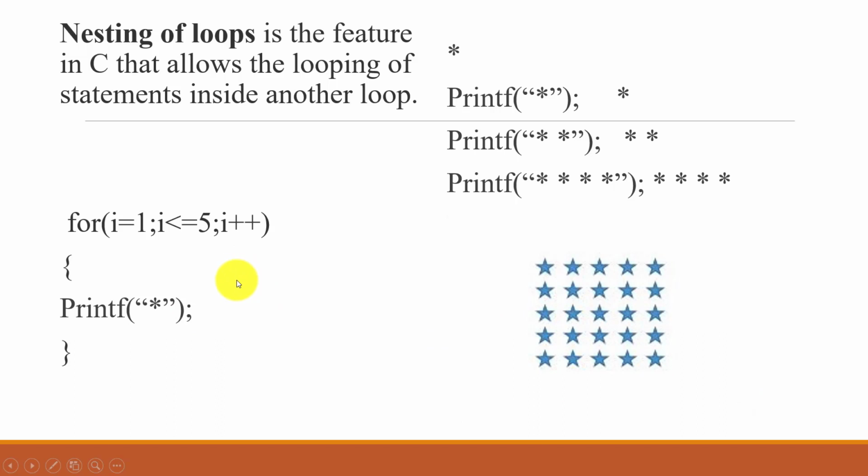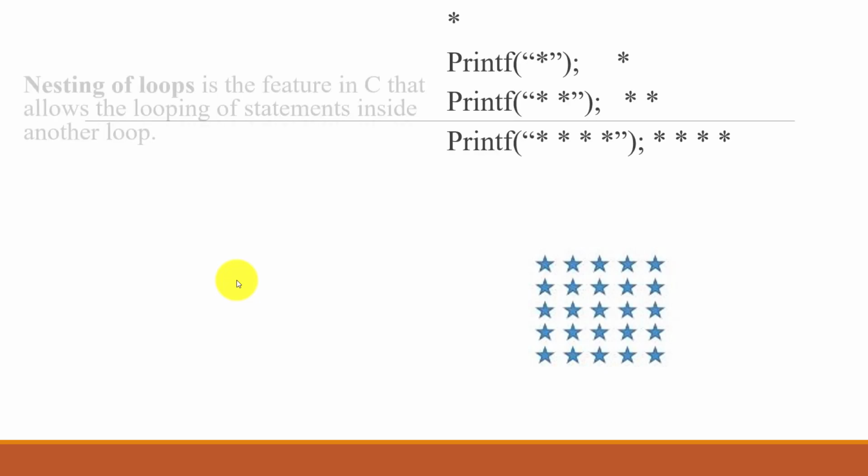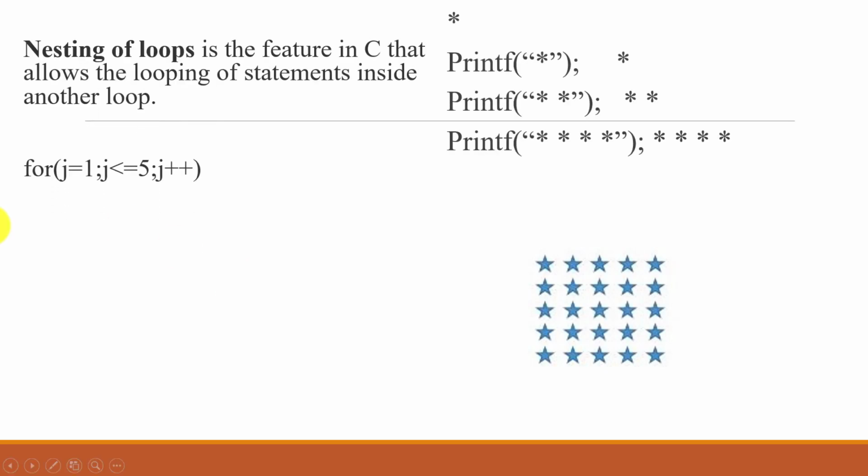So here we are going to put this code into another loop as a for loop. For that I'm going to use another variable, j, because we already used i to print the star. So j is for printing on a new, different line, and again we have to put this for loop inside the for loop, and that becomes the nested for loop.